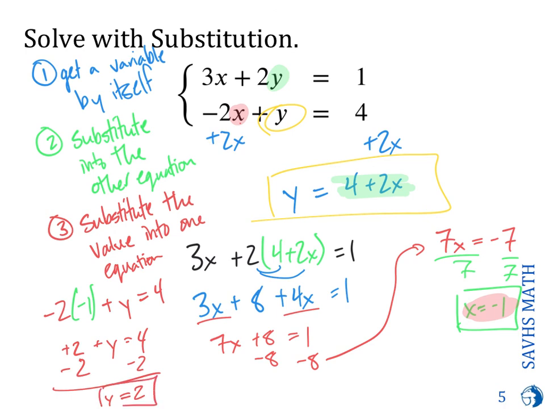So now write it as a coordinate point. Step 4 is to write it as a coordinate point. So then I get the point negative 1, 2 is my answer.